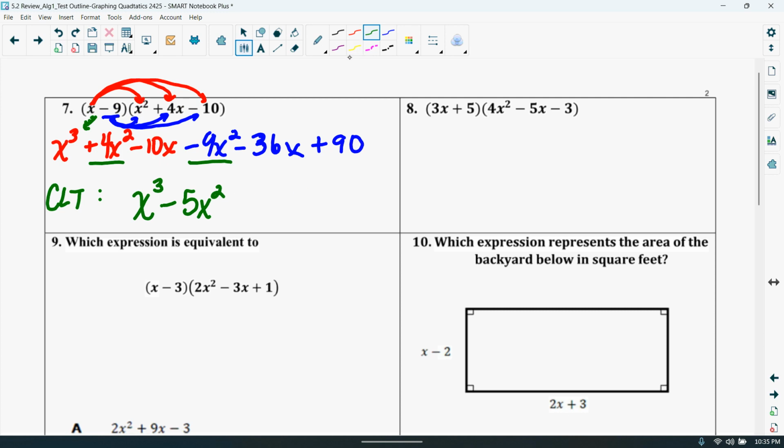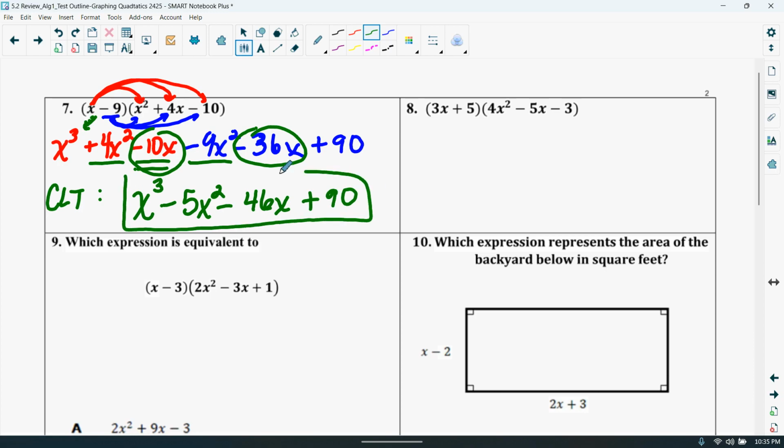Then the next thing I have are x's. We got to keep that sign in front. I have this negative 10x, and this negative 36x, so it becomes a negative 46x. And then our last one is our constant, which is plus 90. And then there is our answer, okay?